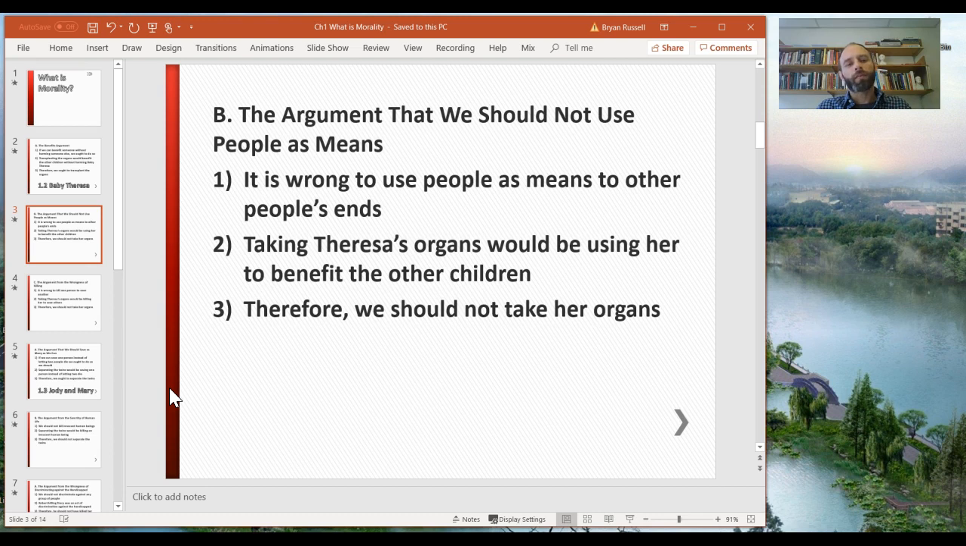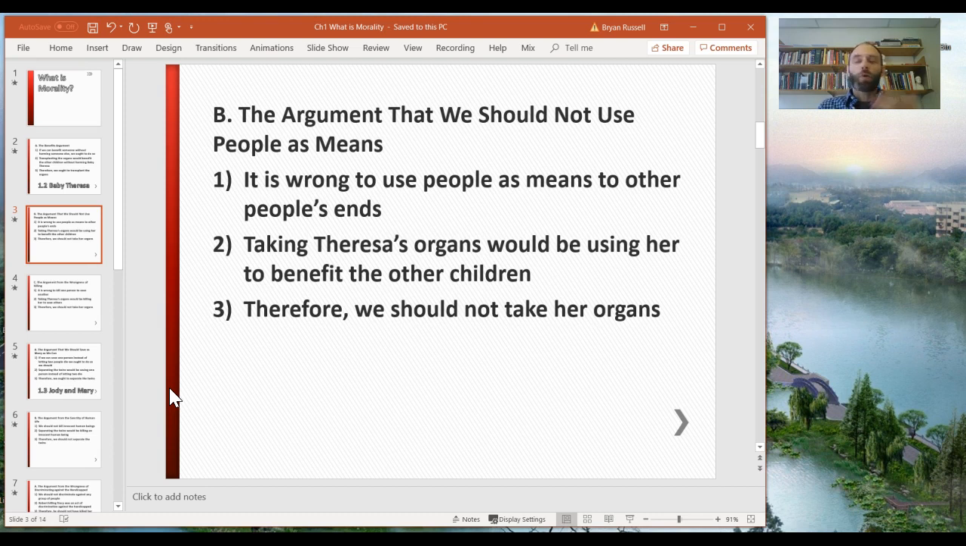So first, let's talk about some of the terminology here. What does it mean to use somebody as a means to other people's ends? You can think of this simply as using one person as a tool for other people's benefit, right? And the first premise says it's wrong to do that. And in normal cases, it does seem wrong to do that, especially when the person being so used doesn't consent to it, right? And since Teresa isn't consenting to be used in this way, it seems that it would be clearly wrong, right?